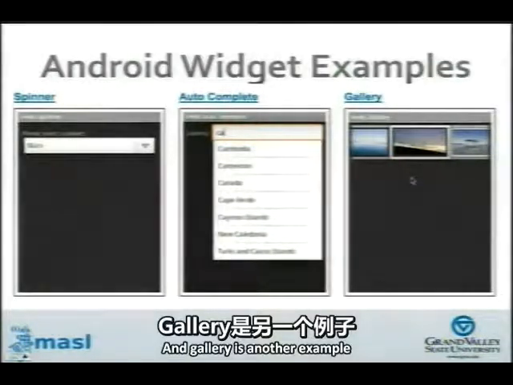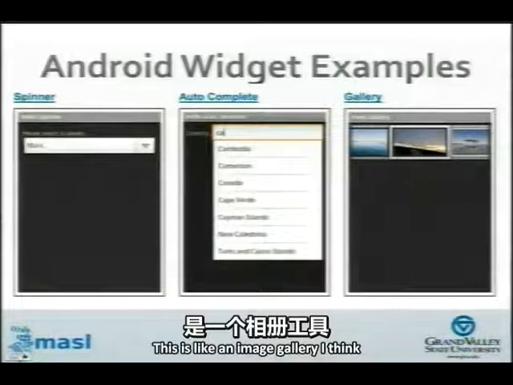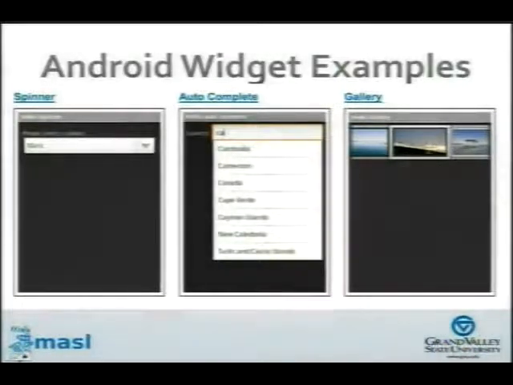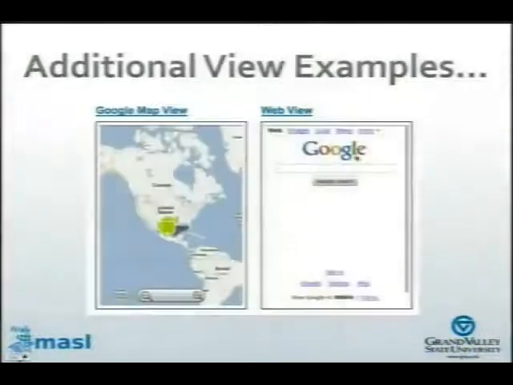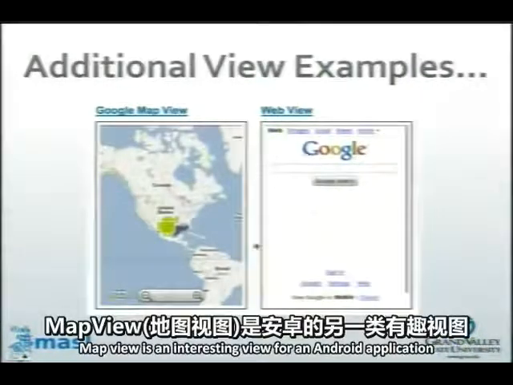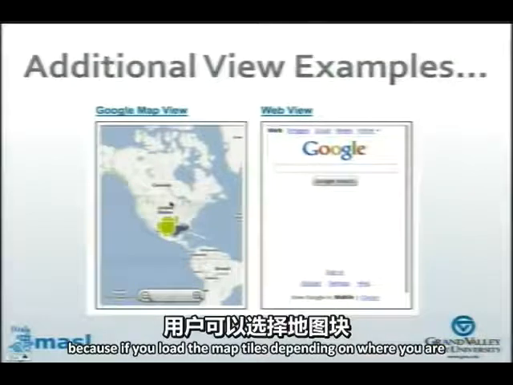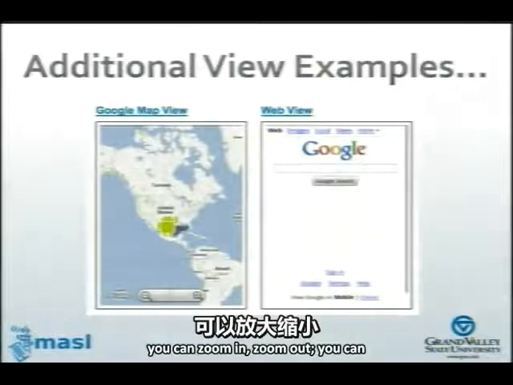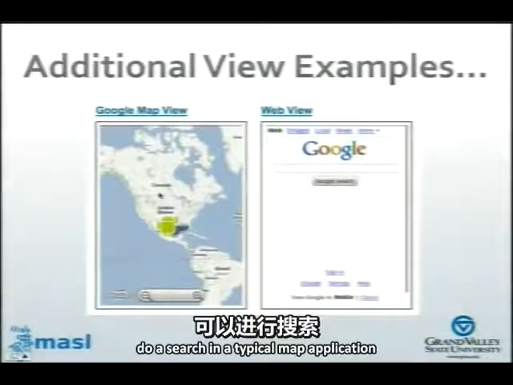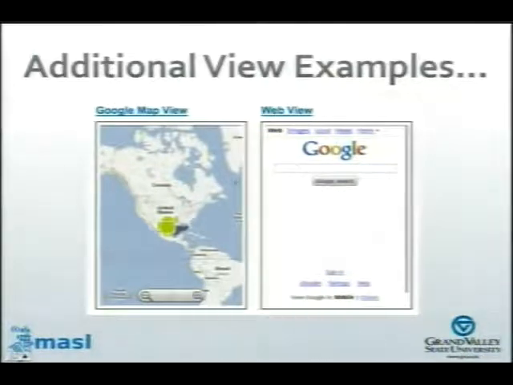And gallery is another example. This is like an image of something like a beach image, I think. Map view is an interesting view for an Android application, because it will load the map tiles depending on where you are. You can zoom in, zoom out. You can do a search in a typical map application.